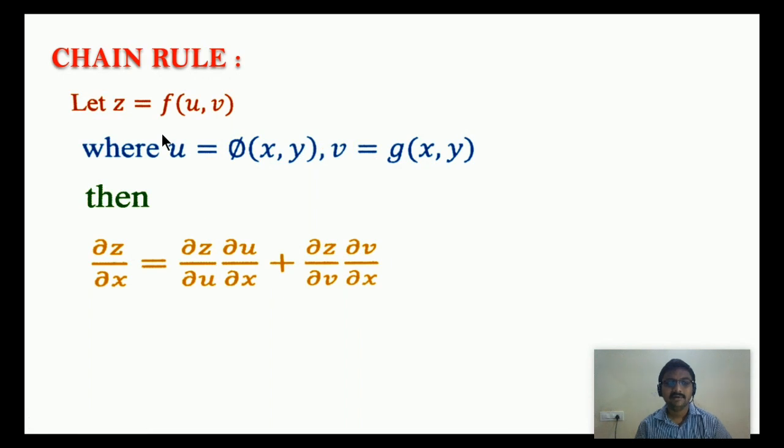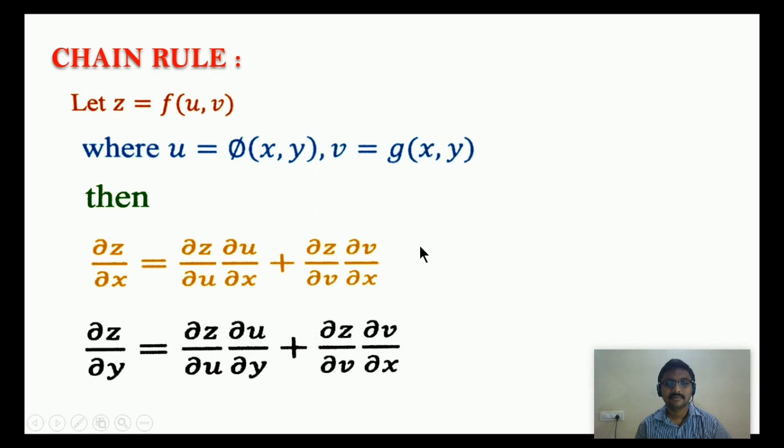Then we will have ∂z/∂x can be written as ∂z/∂u into ∂u/∂x plus ∂z/∂v into ∂v/∂x. ∂z/∂y is ∂z/∂u into ∂u/∂y plus ∂z/∂v into ∂v/∂y. These two equations are known as chain rule.